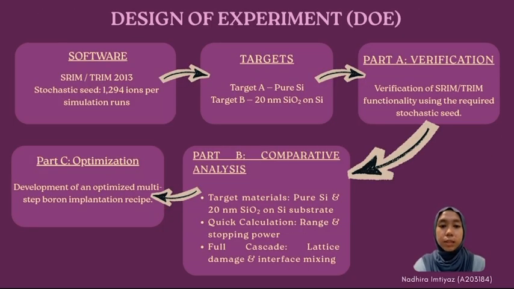This slide presents the design of experiment. All simulations were performed using extreme TRIM 2013 with a stochastic set of 1294 ions per run. Two target structures, pure silicon and 2 nanometer silicon dioxide on silicon, were investigated. The study consisted of 3 parts. Part A verified the simulation. Part B compared the target material using quick calculation and full cascade. And Part C optimized a full-stack boron implantation recipe.